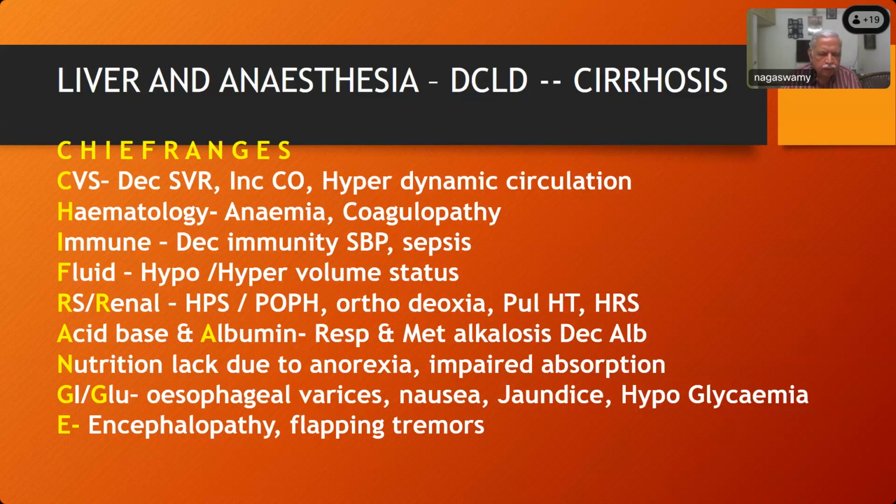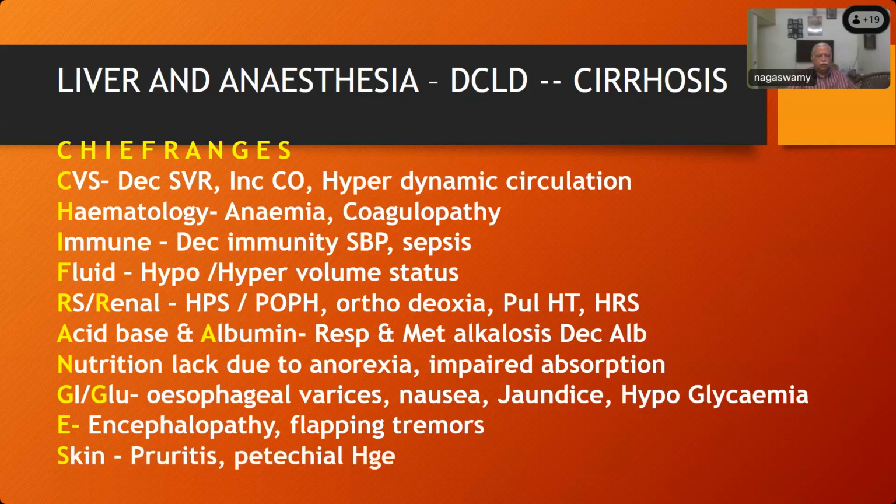And encephalopathy going on to flapping tremor. And the encephalopathy is graded into 4 grades. What is the name for the grading? Any idea? It's called West Haven grading. Excellent. So grade 1 is almost normal. Grade 4 is extreme coma. So it's called West Haven classification.